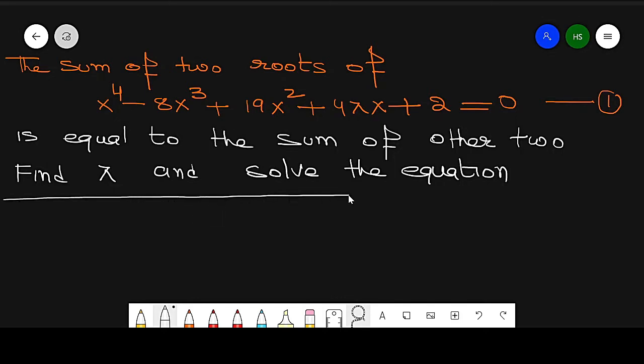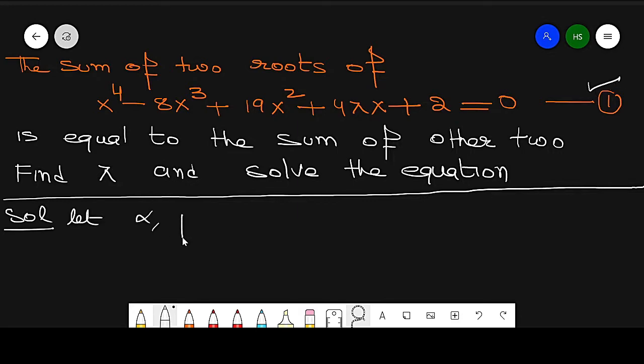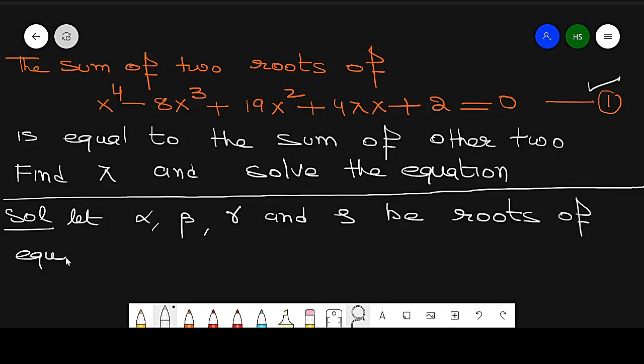Find lambda and solve the equation. Now again, suppose this is equation number 1 and let alpha, beta, gamma and delta be roots of equation number 1.